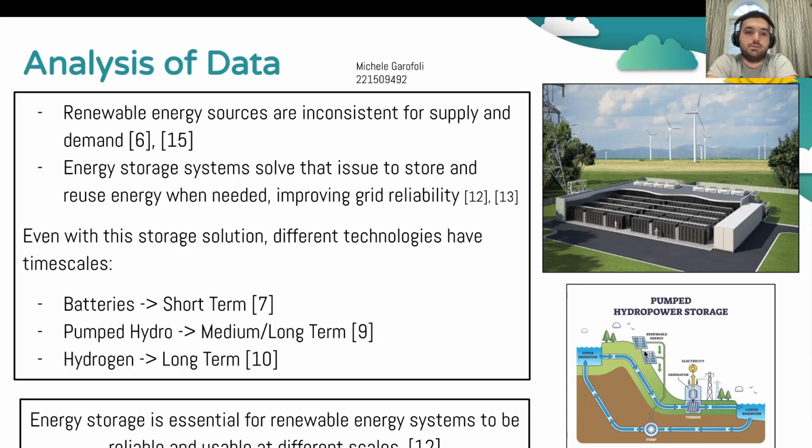So for this analysis of data, renewable energy sources are inconsistent for supply and demand. Energy storage systems solve that issue to store and reuse energy when needed, improving grid reliability. Even with the storage solution, different technologies have different timescales. So batteries are short term, pumped hydro is medium to long term, and hydrogen is long term. Energy storage is essential for renewable energy systems to be reliable and usable at different scales.